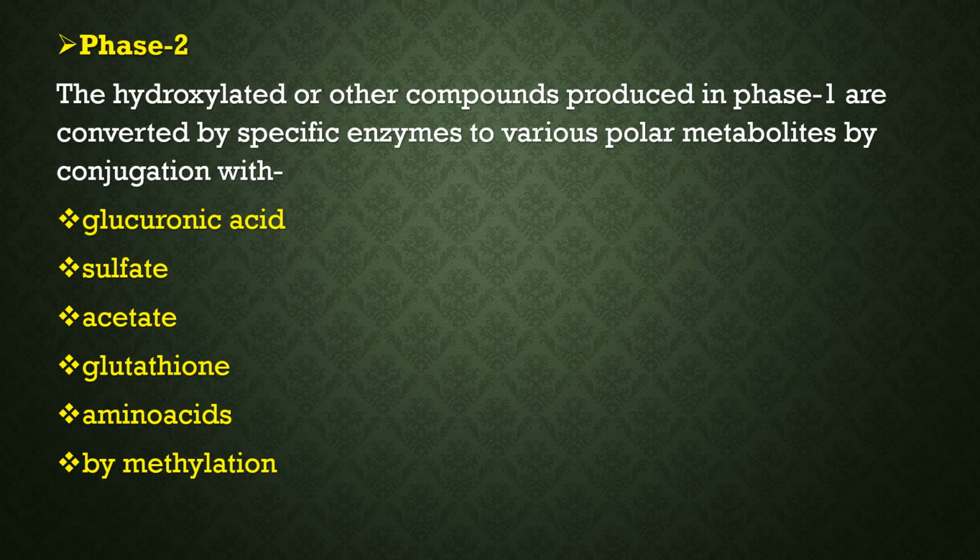In phase 2, the hydroxylated or other compounds produced in phase 1 are converted by specific enzymes to various polar metabolites by conjugation with glucuronic acid, sulfate, acetate, glutathione, amino acids, and also by the method of methylation.